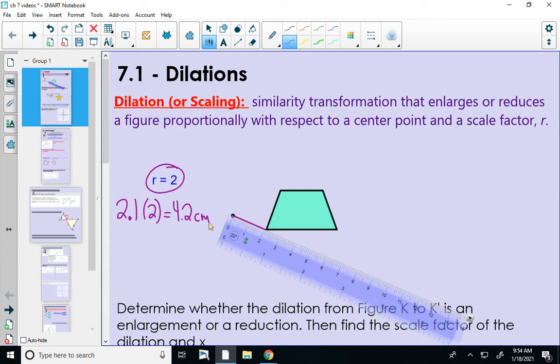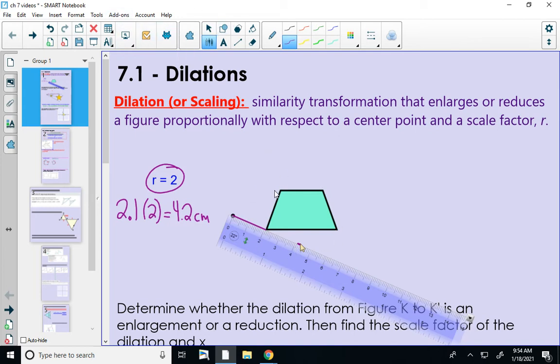Then from our center point, we'll measure out 4.2 centimeters. So 4.2 would be right about there. Again, you could draw a line connecting those. It doesn't really matter. But that's going to be a new point on our figure. Then we're going to have to do that for all of the other points.